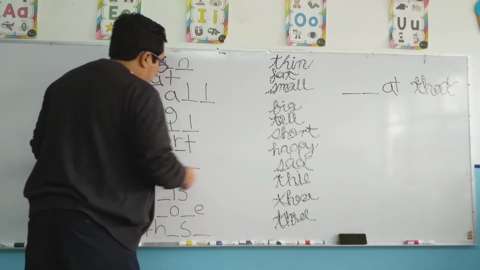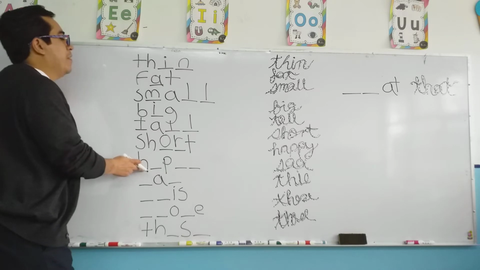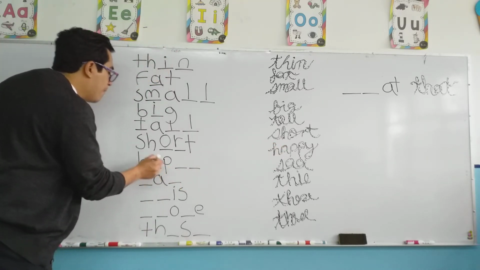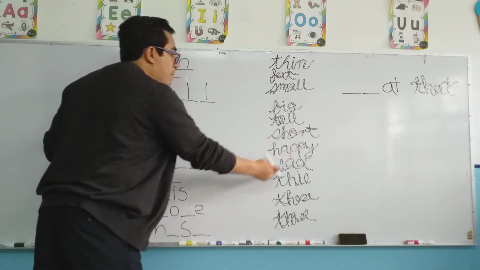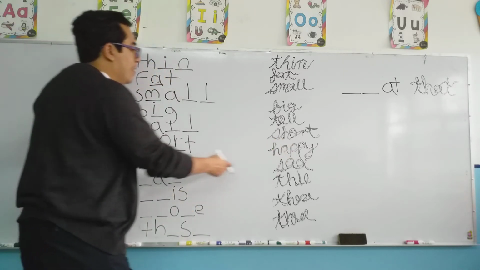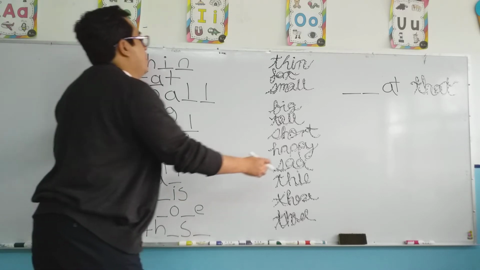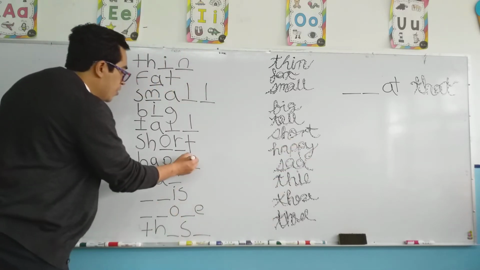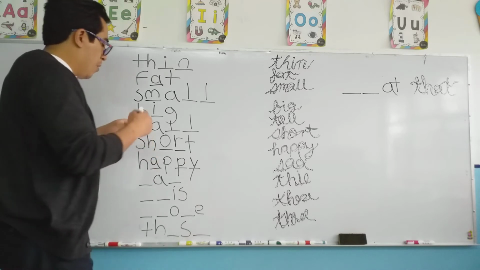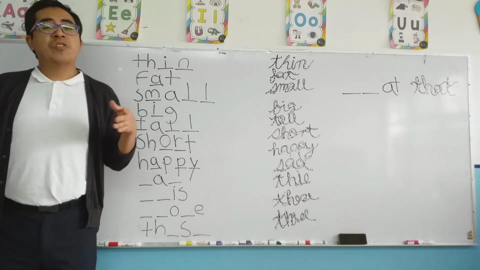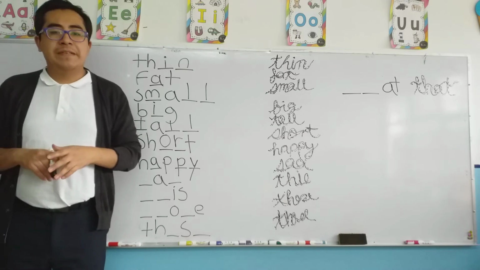So, happy. We have letter H, letter A of Alondra, letter P of pencil, letter P of Pedro, and letter Y of yogurt, of yo-yo. And together it makes the word happy, which in Spanish, feliz.